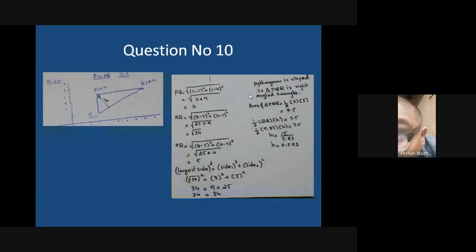Okay, so we are moving to the next question. That is question number 10. By showing that the points P, which is (3, 4), Q, which is (3, 1), and R, which is (8, 4), are the vertices of a right angled triangle, find the length of the perpendicular from P to QR. First of all, in the statement of the question, they have not shown that grid. In my solution, we have drawn that grid.